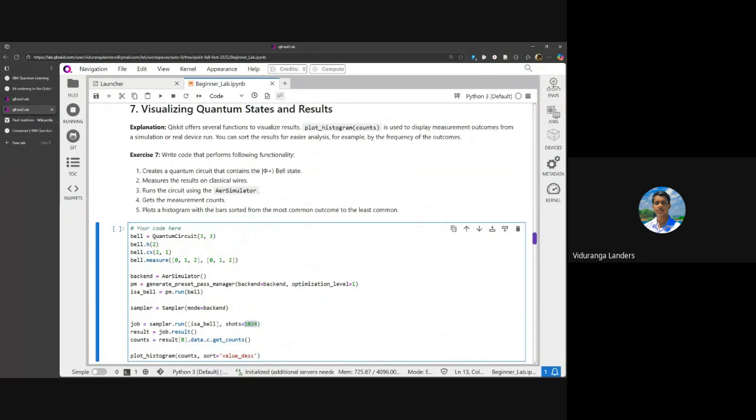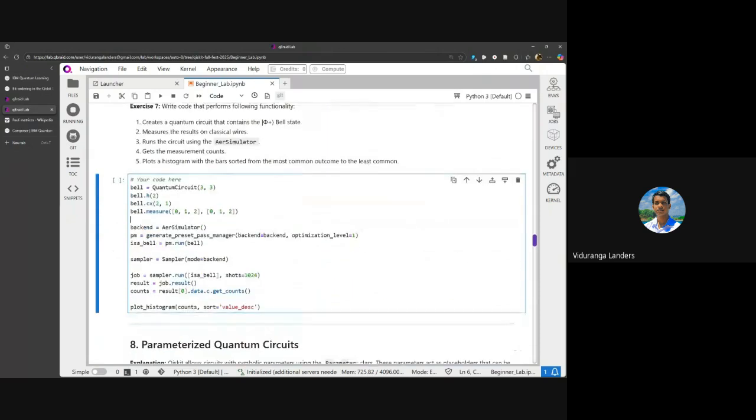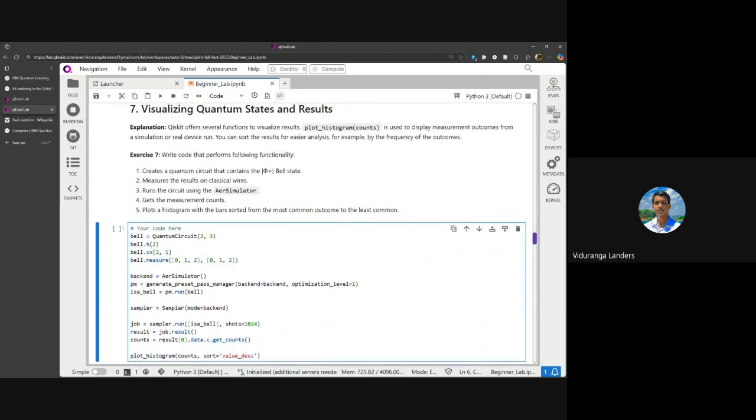Okay. Let me know if you're not clear about that. So moving on to this part, visualizing quantum states and results. So we were talking about up to this point. You guys know up to this point.